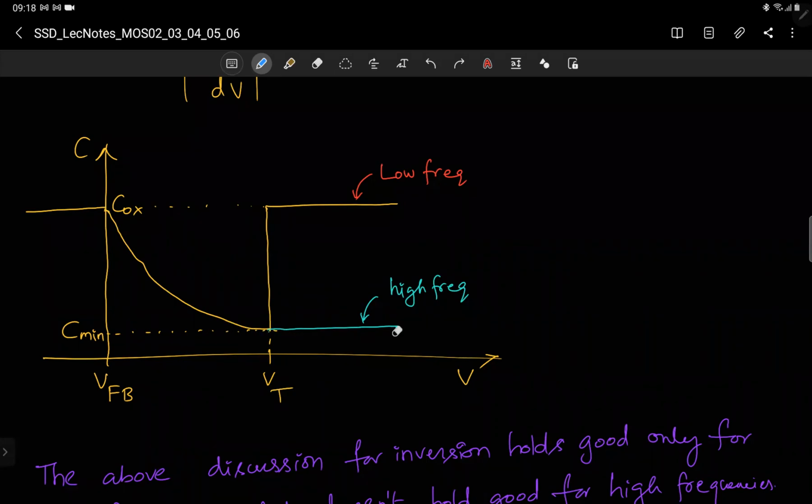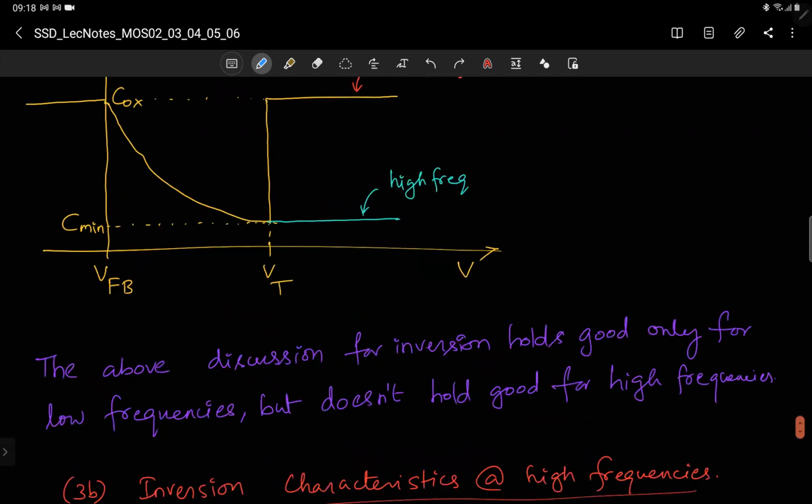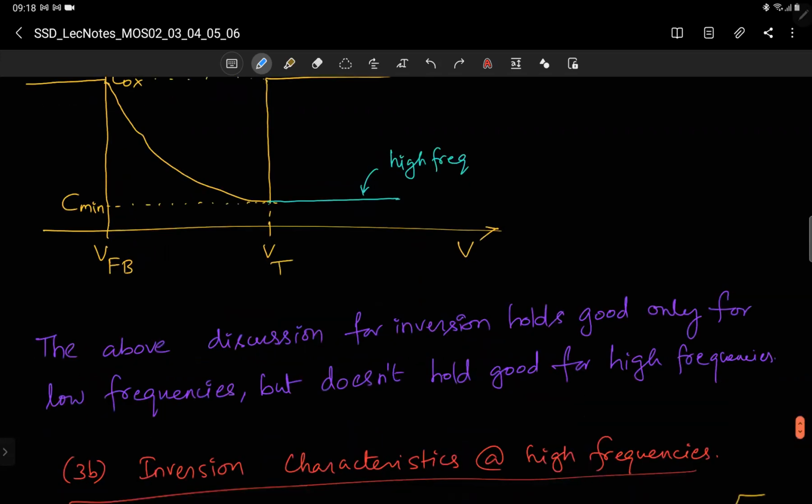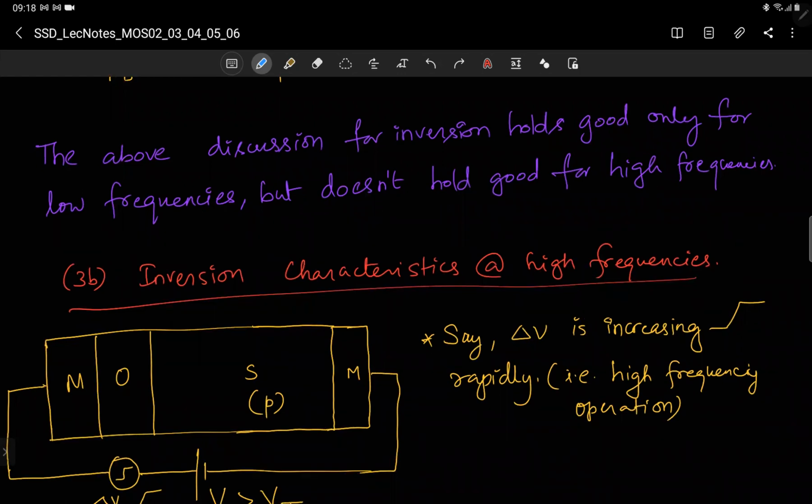But beyond threshold voltage, in the inversion regime, the CV characteristics depend on frequency. What we have discussed so far, which yielded C equal to Cox for the inversion regime, is actually for low frequencies. So we have to discuss a bit more physics to understand what is happening at high frequencies. That's what I have written here: the above discussion holds good only for low frequencies, but doesn't hold good for high frequencies.